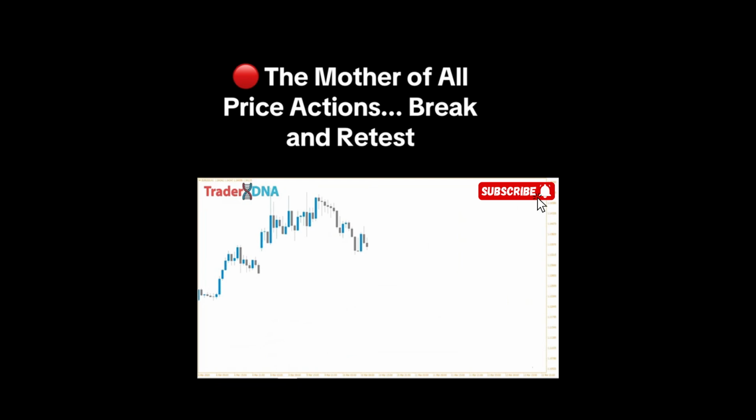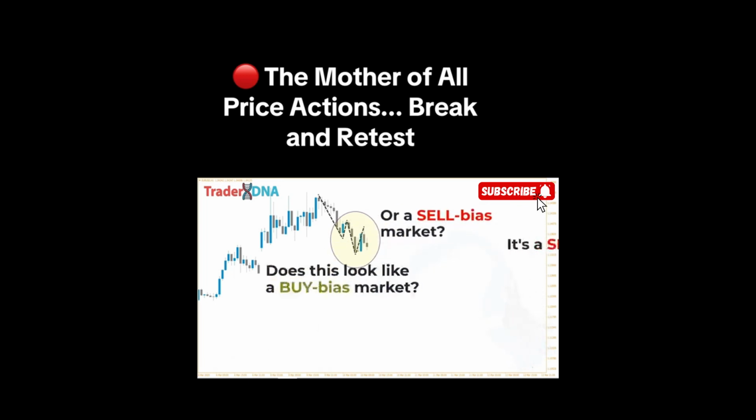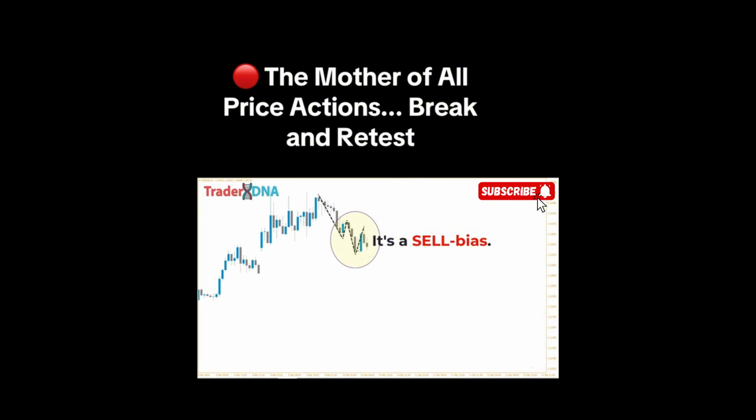On the hourly time frame chart, you can't miss it. The market structure is shouting downtrend. Just look at this. The price is pushing down, pulling back, pushing down again, then exhaustion. Over and over, it's crystal clear. But here's the big question. Does this look like a buy bias market or a sell bias market? Come on. The answer's obvious. It's sell bias. Everything about this structure screams that the market is heading down.